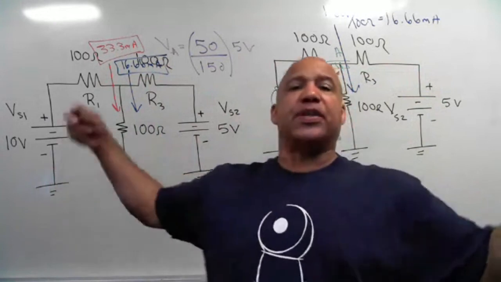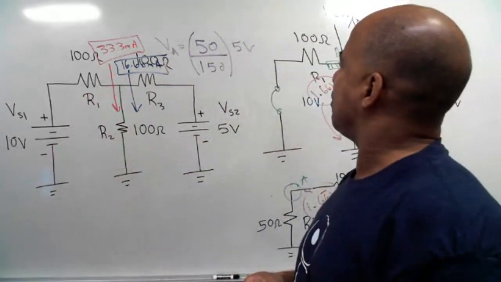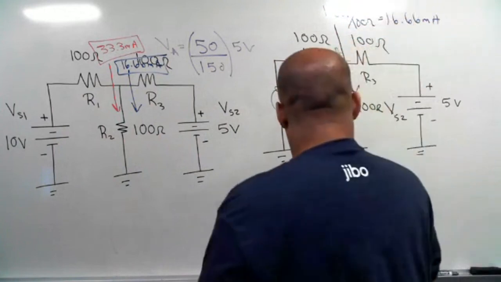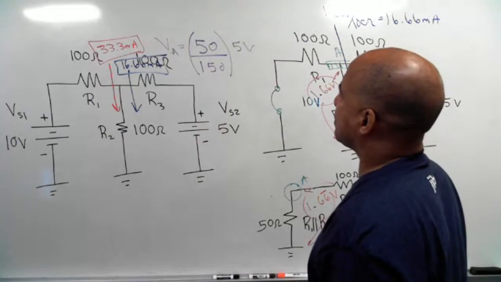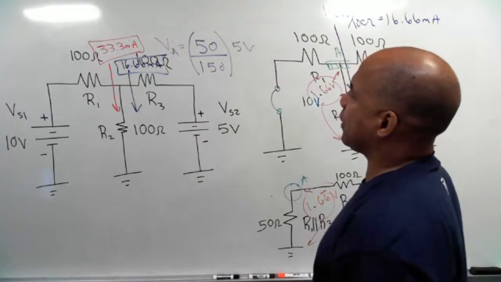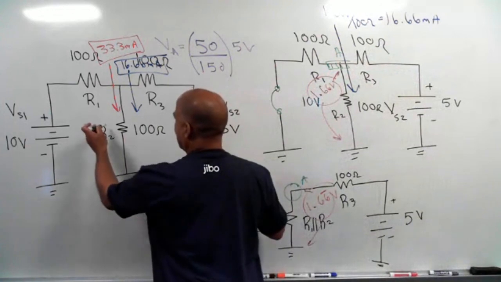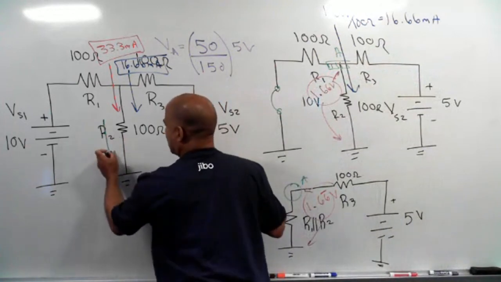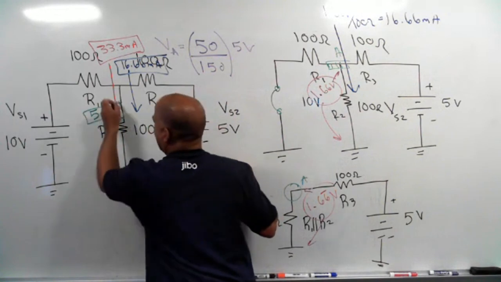My actual current in that resistor, since both these currents are going in the same direction, would be the sum of the two. What would that be? Is that 50 milliamps? I think it's 50. Pretty close to 50 milliamps. 33.3 plus 16.66, yeah, that's about 50 milliamps. So my actual current in this resistor is 50 milliamps going down.